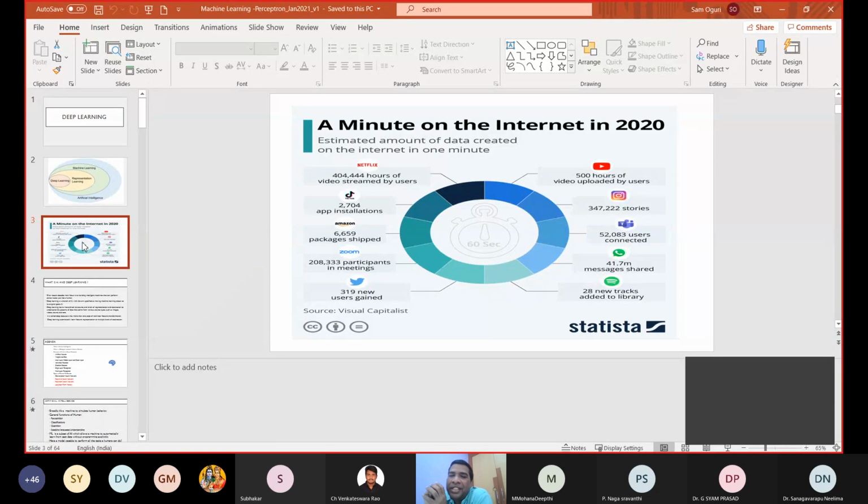And around 350,000 stories on Instagram. I put forward this slide to let you know that the amount of information people in this world are uploading is enormous. 500 hours of video uploaded in one single minute looks very strange. And on Netflix, around 400,000 hours, that means 4 lakh hours of video, are streamed by users in a minute. So the amount of data flowing through the internet is enormous. If we are not capable of using the information, our future might not be bright.